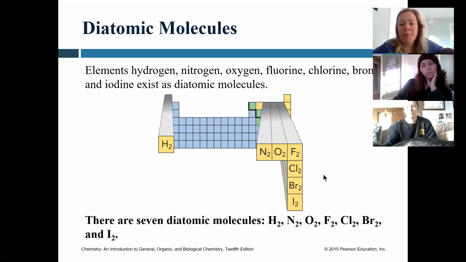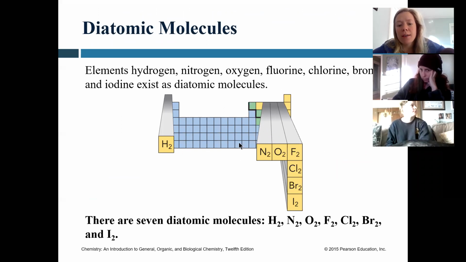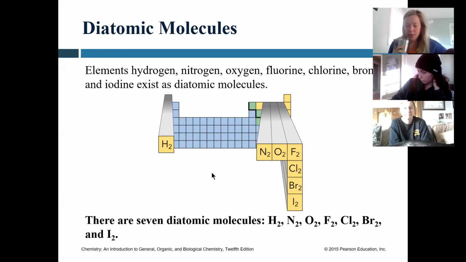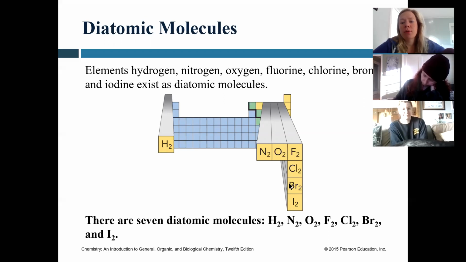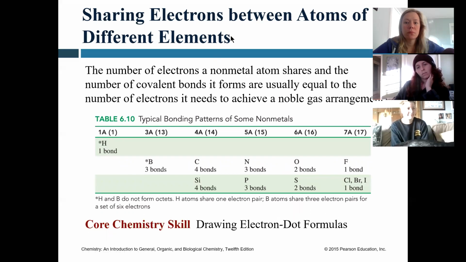So here are all of our diatomic molecules. These are all the things that naturally like to pair up in nature. Everything else will exist just as an element or just as atoms stacked together in a row. But these are the special ones that like to pair with themselves because it creates a more stable configuration. So do know those: hydrogen, nitrogen, oxygen, fluorine, chlorine, bromine, iodine. Take hydrogen and then drop to nitrogen and just make an upside down L.